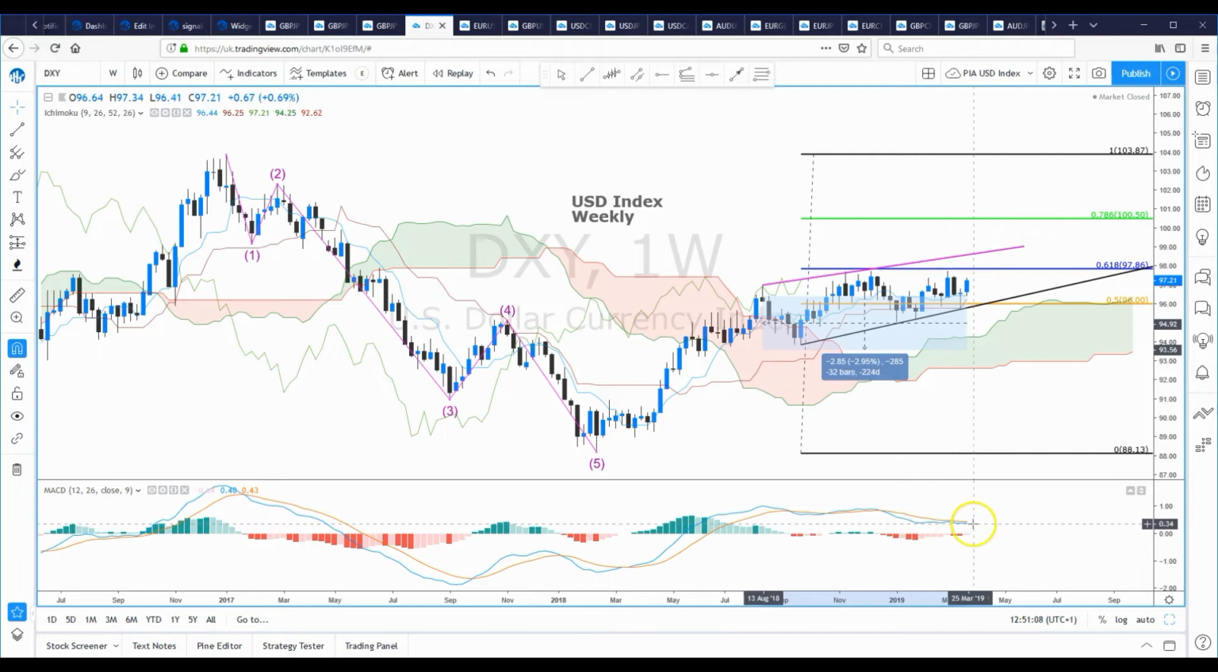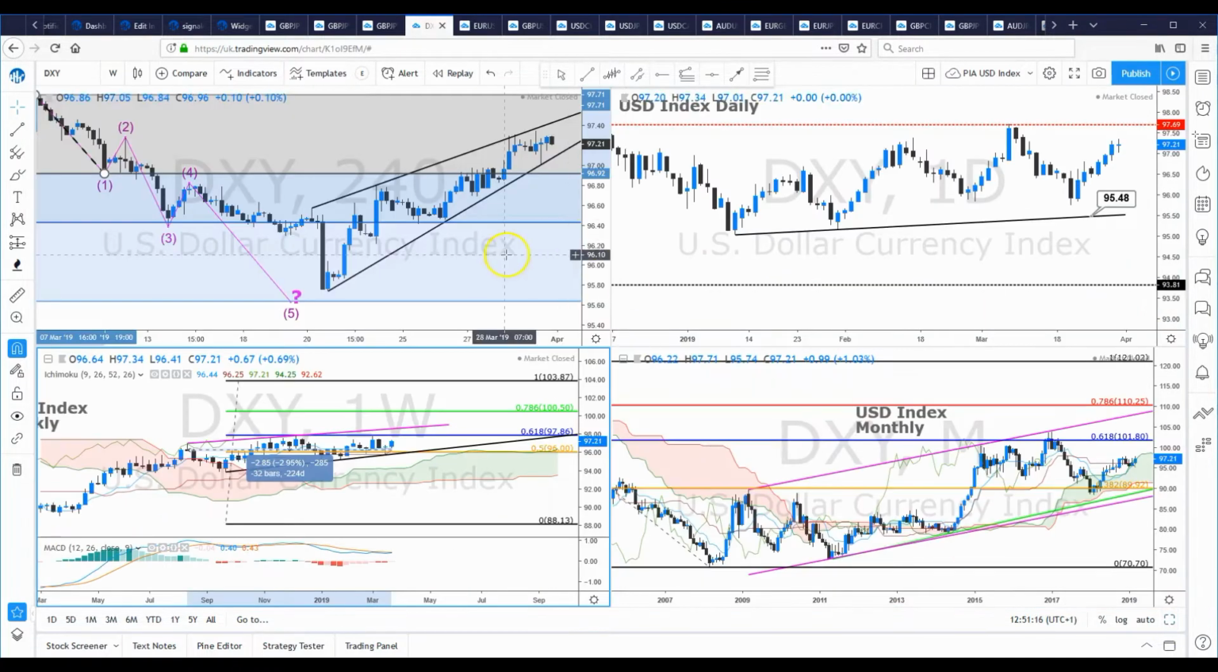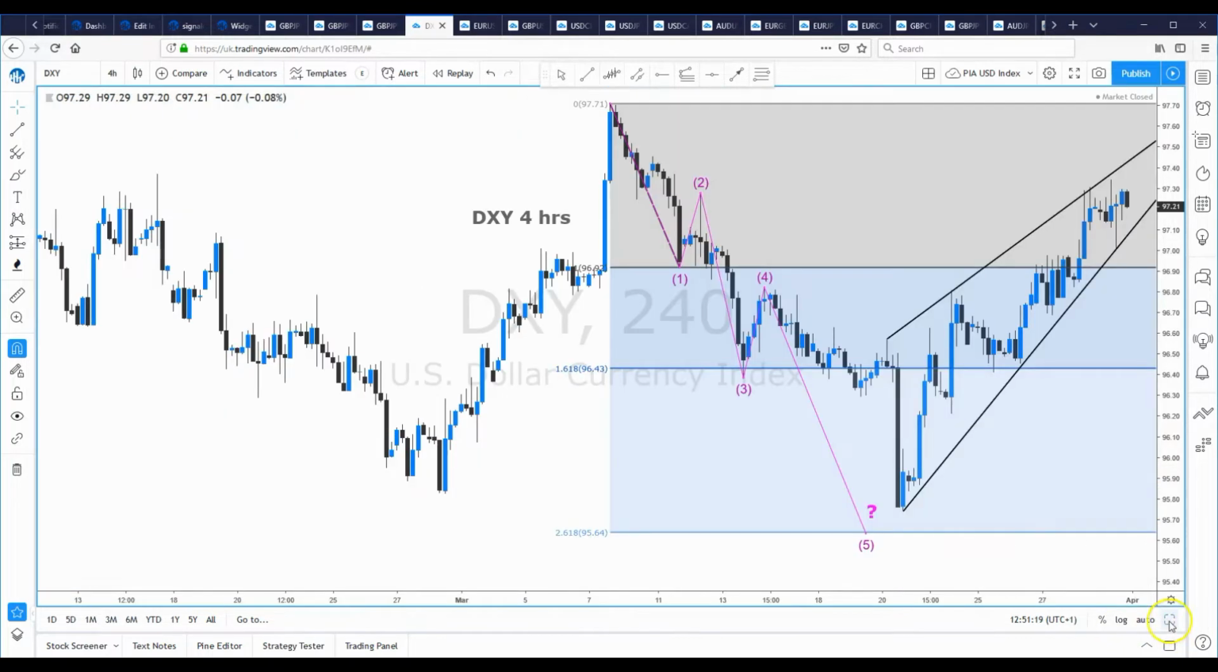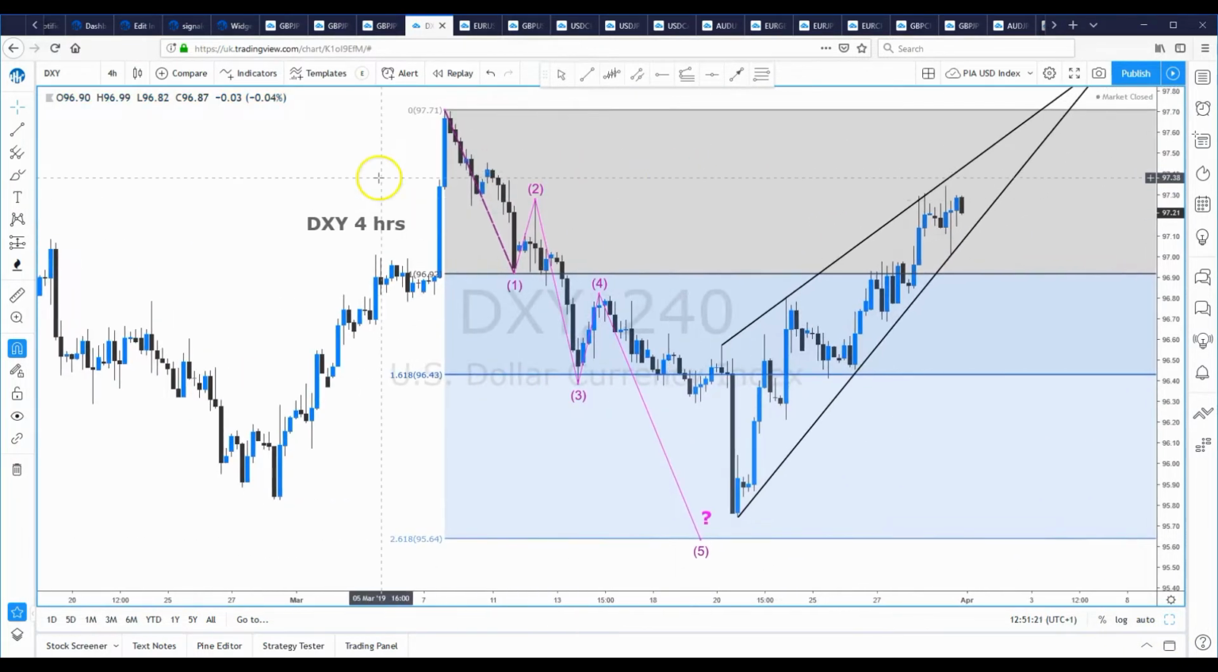We can see that the MACD is basically moving to the side, highlighting that we're not really trending at the moment as far as this time frame is concerned. However, going to the 4-hour chart, last impulse move to the downside reached levels close to the 261.8% Fibonacci at 95.64, and then we've seen quite an impulsive move to the upside, but it has been pretty mixed, pretty volatile, and we look to be forming an ending wedge pattern.